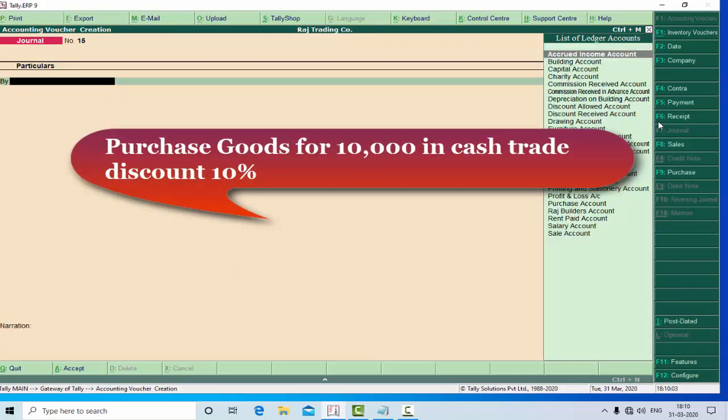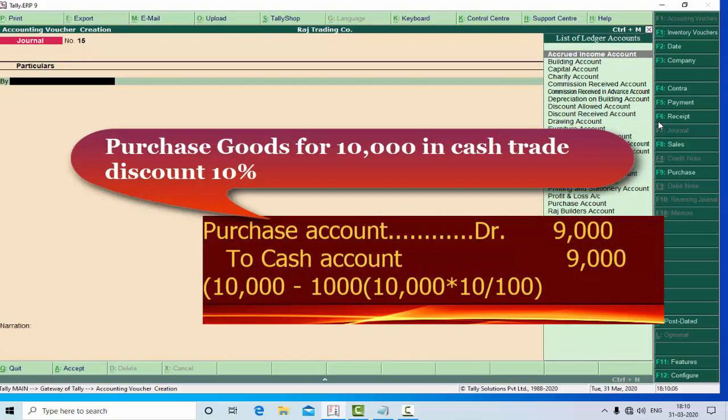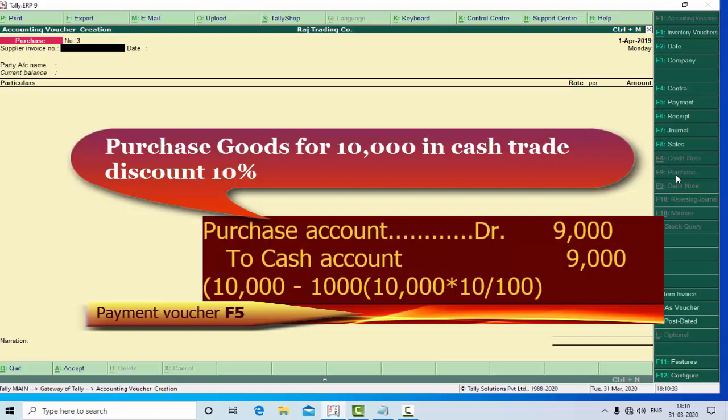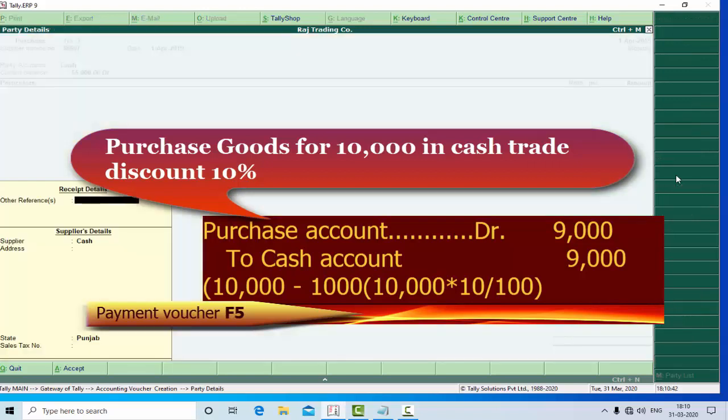So the next entry, purchase goods for cash 10,000 and trade discount 10%. Sometimes when goods are purchased or sold, trade discount is given, and when trade discount is given, it is deducted from the amount. Meaning 10,000 goods, trade discount 10%, so we purchase goods for 9,000, meaning 10,000 multiplied by 10%, 1,000 will be deducted from 10,000, and that entry may be recorded in the purchase voucher or payment voucher because cash is paid. So we will enter this entry in the purchase voucher, enter the bill number, enter the date of the bill, and select cash, payment made by cash.